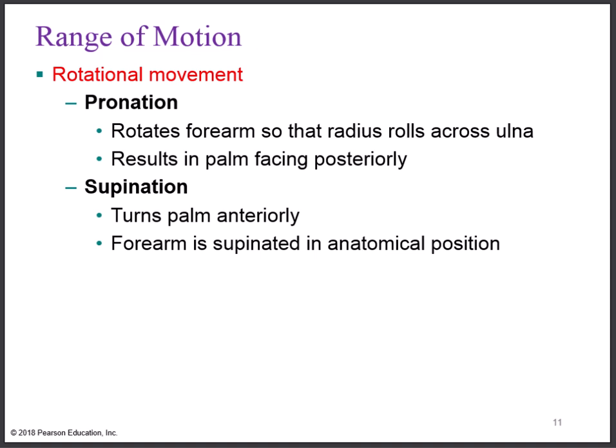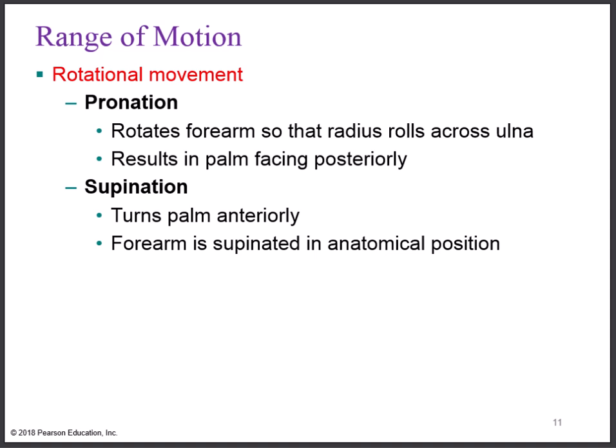Another rotational movement is the forearm rotating. These two terms are going to be pronation and supination. Let's do pronation first. This rotates the forearm so that the radius rolls across the ulna. It is the forearm that's moving. What we can use as a reference point, however, is the palm, and you'll see that the palm will either face down or posteriorly, depending on how you're standing. If you're in the anatomical position, it'll face posteriorly. If you had your arm on your desk, you just turn so your palm is down.